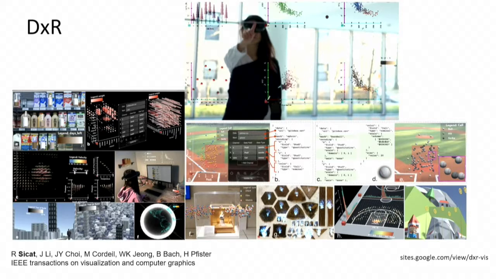Also, another project that will be presented at InfoVis this year by Benjamin here, but mainly driven by Ronald Sicat, is DXR, which is another toolkit. It's a sister project of the Immersive Analytics toolkit, which is much more focused on fast prototyping of immersive and embedded data visualizations for the HoloLens, for example, using the Vega-Lite grammar.